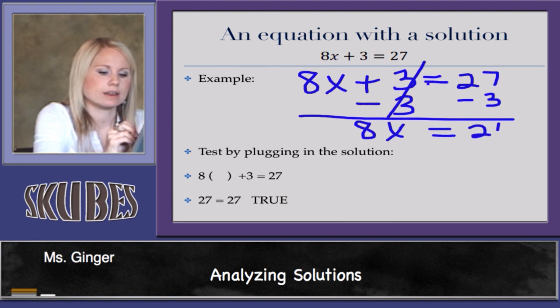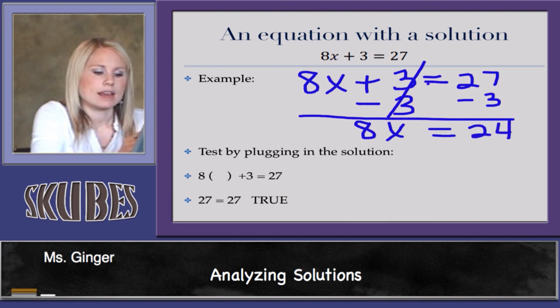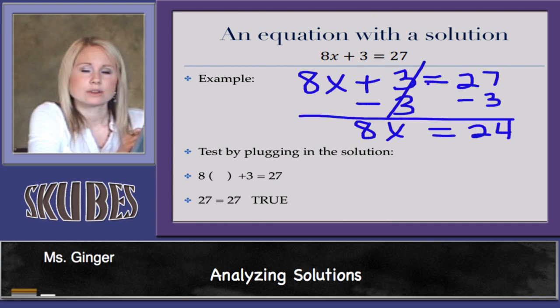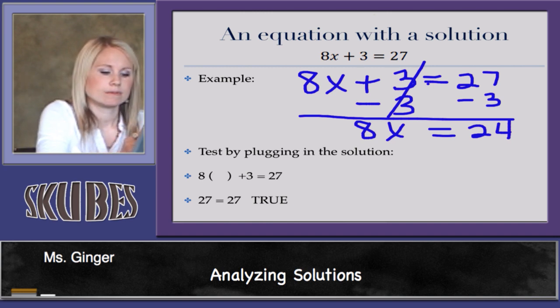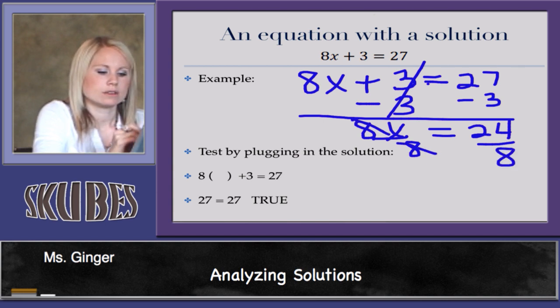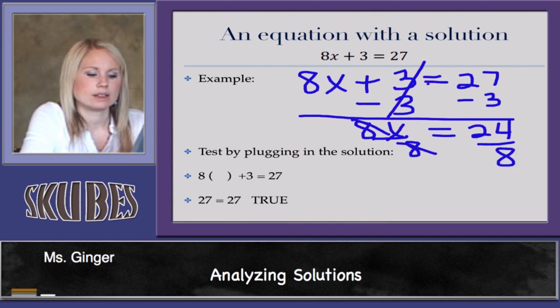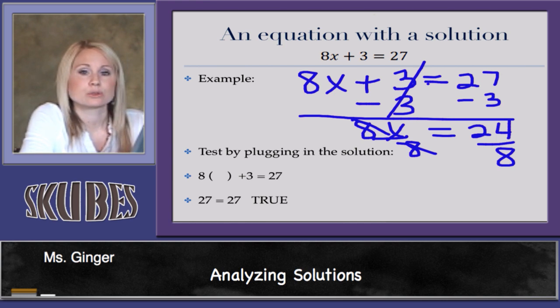And now we have 8x equals 24. 8 is being multiplied by x, so we need to divide by 8 to get rid of it. 24 divided by 8 is going to give us 3, so x equals 3. We just arrived at one solution.